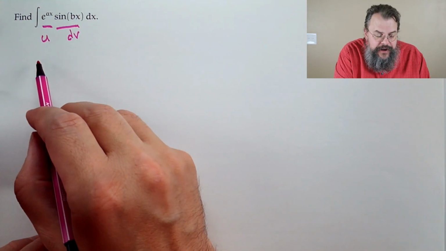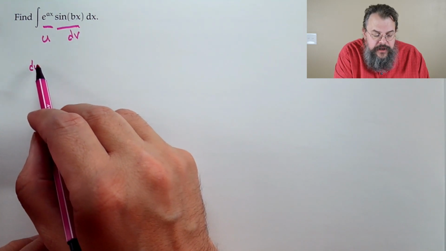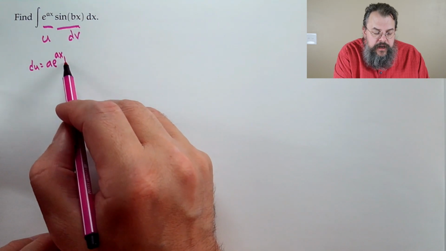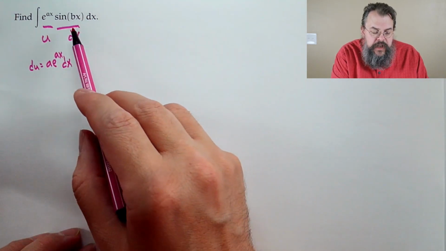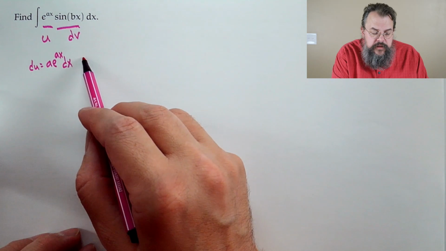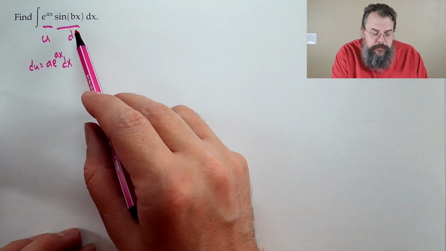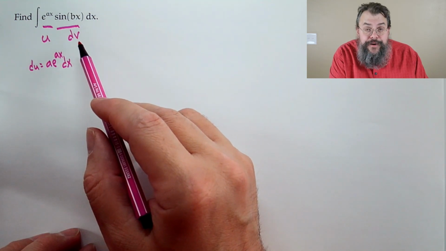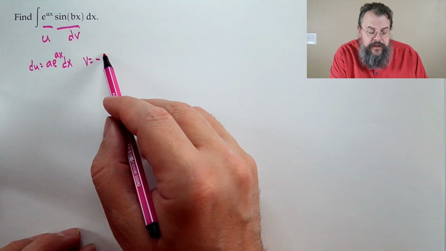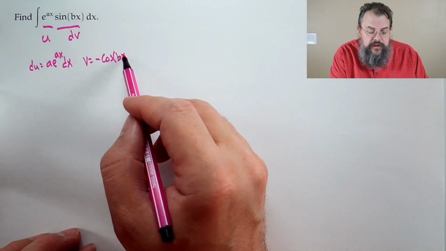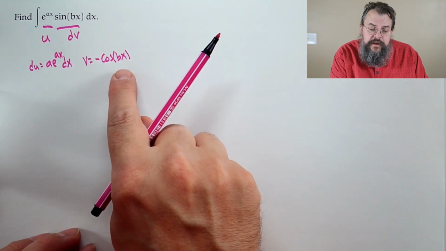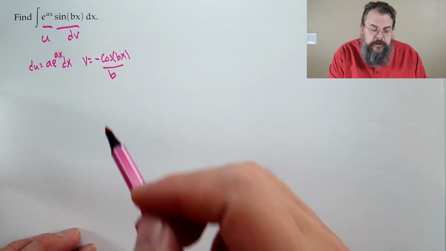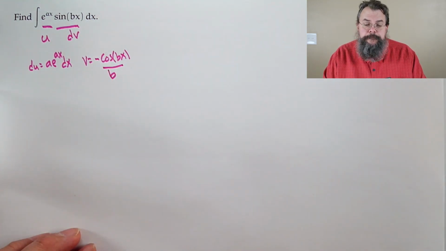So what is our du? Well, a e to the ax dx. That's pretty straightforward. The integral of sine of bx, what would that be? The integral of sine is negative cosine. Ooh, okay. So negative cosine bx. And then remember, we have to account for that b on the inside, and we do it by dividing by b. Okay, so there we go.